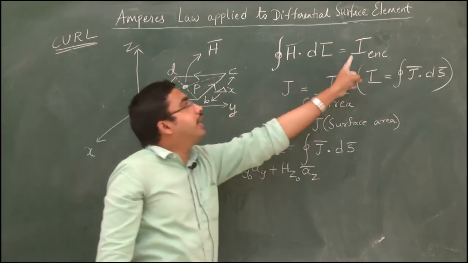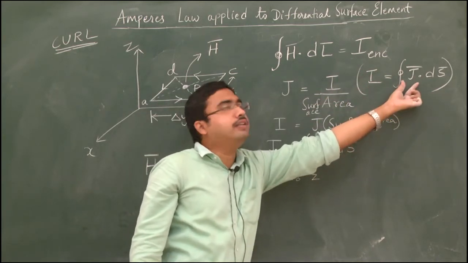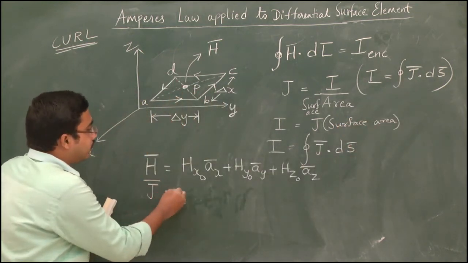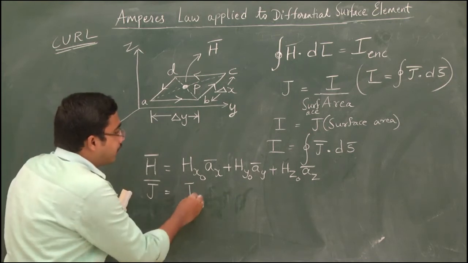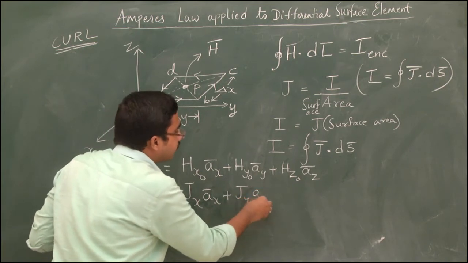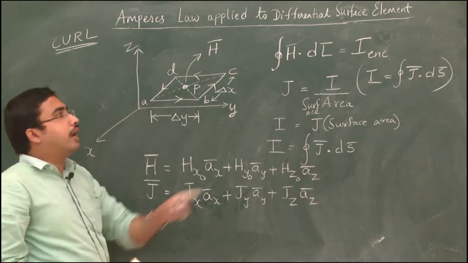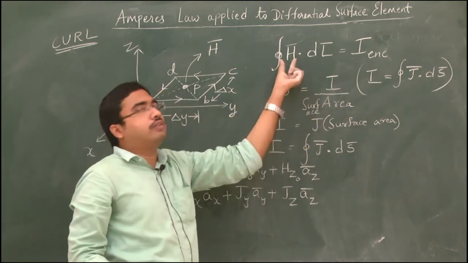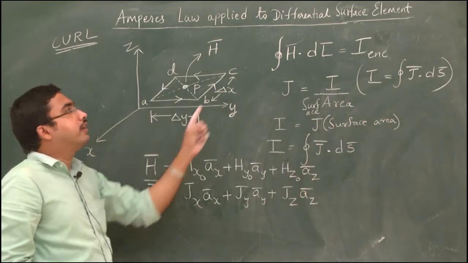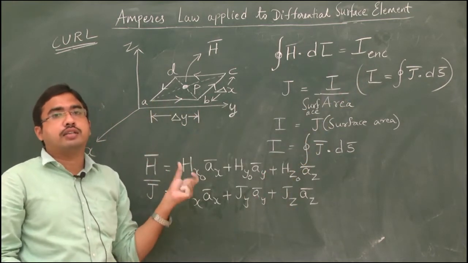Similarly, how can we write the current? Current is equal to integral J bar dot ds bar, so I should define the current density J also. J bar equals Jx ax bar plus Jy ay bar plus Jz az bar. To apply both these formulas, I have defined H for one and J for the other. Now if I find some useful expressions for these, I can create the concept called curl.